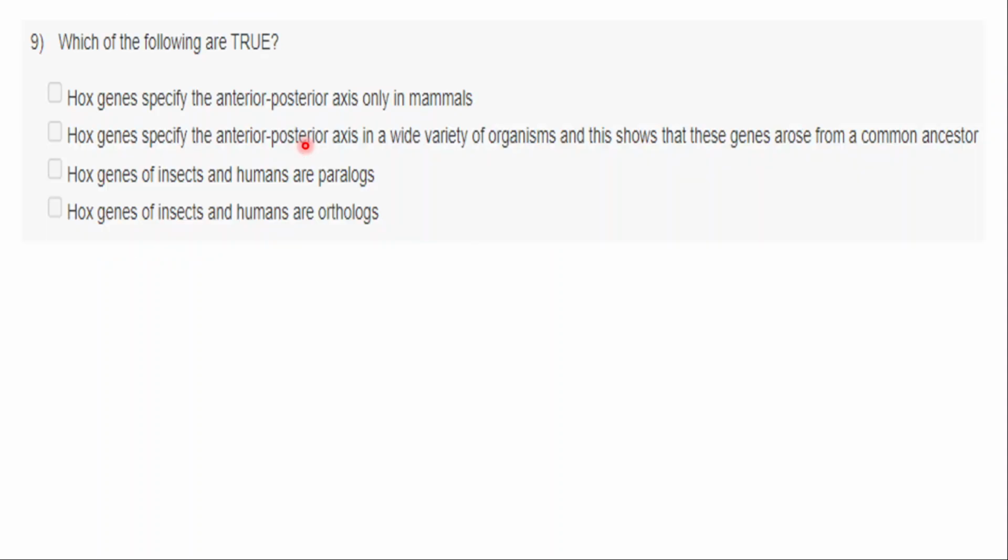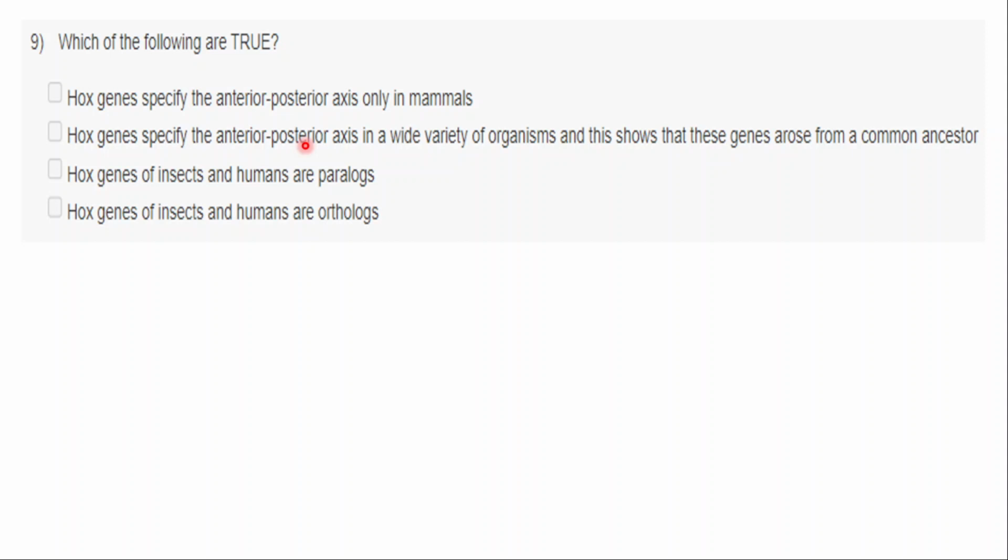Question number 9. Which of the following are true? It's a true false type question about Hox genes. Option A. Hox genes specify anterior posterior axis only in mammals. Option B. Hox genes specify anterior posterior axis in a wide variety of organisms, and this shows that these genes arose from a common ancestor. Option C. Hox genes of insects and humans are paralogs. Option D. Hox genes of insects and humans are orthologs. So these are the four options.